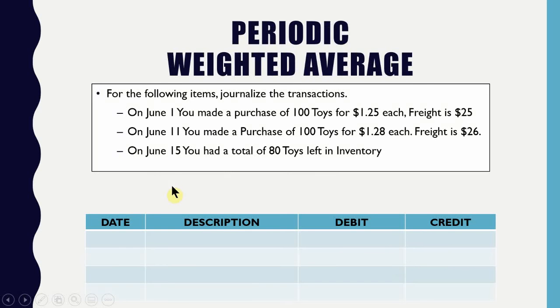So then on June 11th, we also made another purchase of 100 toys for $1.28 with a freight of $26. And then lastly, we have June 15th, where you have a total of 80 toys. We will be practicing journalizing. If you want to practice journalizing today, we could do that for the second example. It's up to you. We could probably practice this part right now, when we get to the example, so that we can use the time in class.